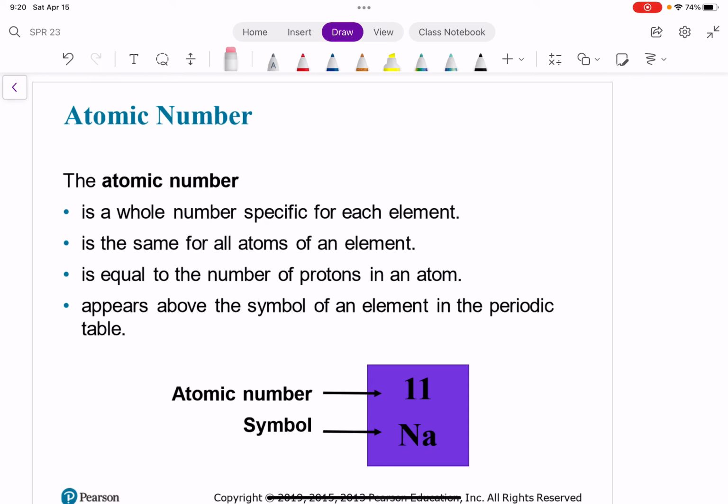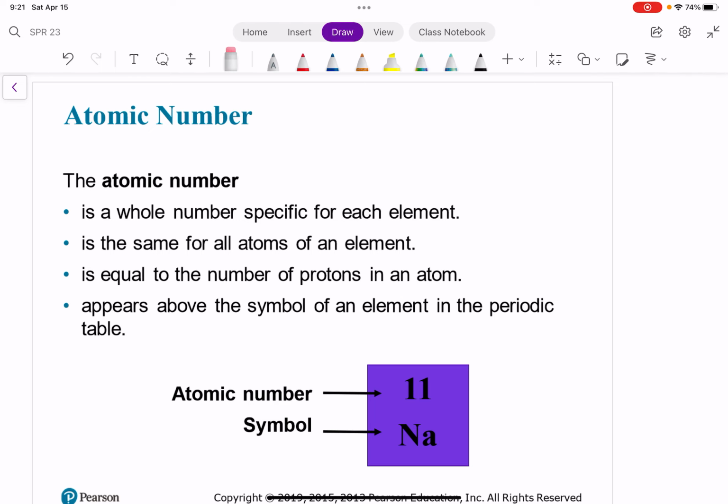So the atomic number is a whole number that is specific to each element. You could think of it as like a fingerprint for that element. If you have the atomic number 11, you have sodium. Okay? If you have the atomic number 1, you have hydrogen. Atomic number 2 is helium. Number 3 is lithium. Atomic number 4 is beryllium. Okay, so each atom or each element has a specific and unique atomic number.